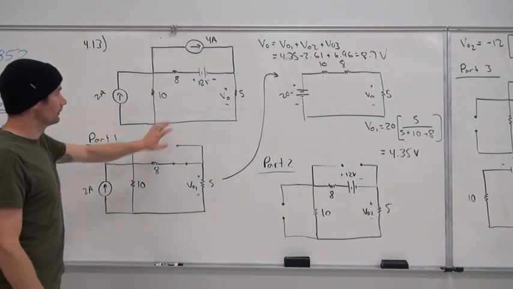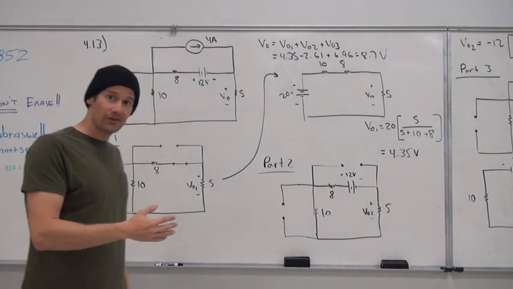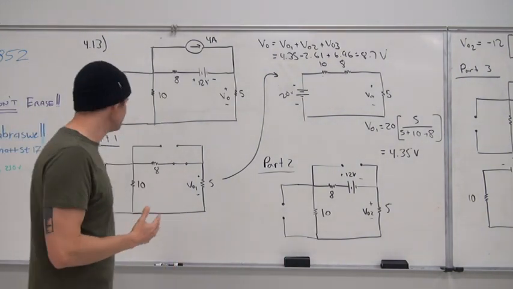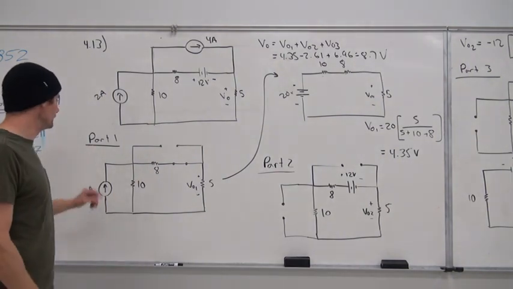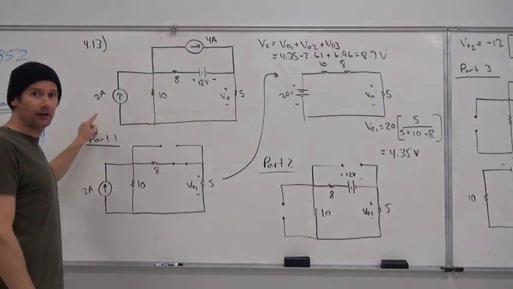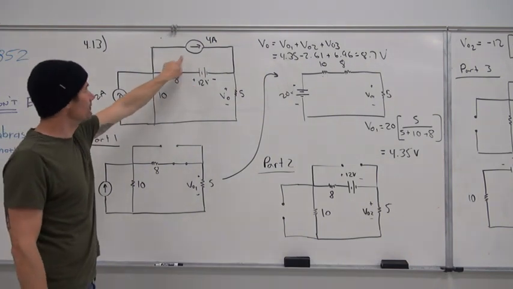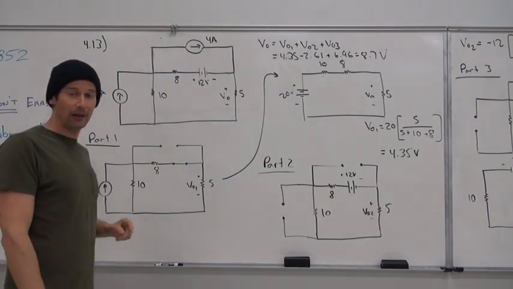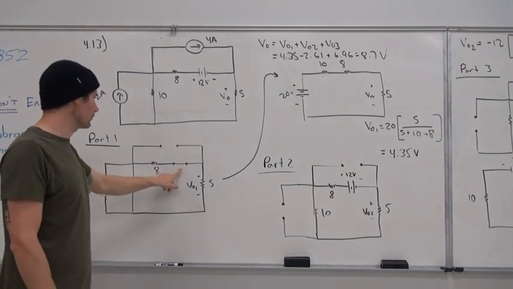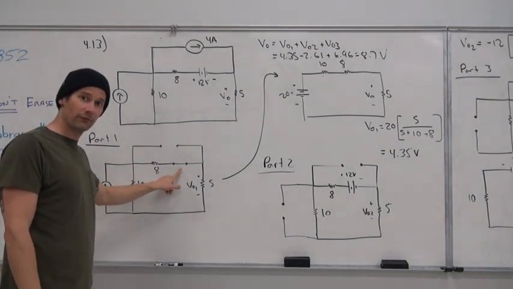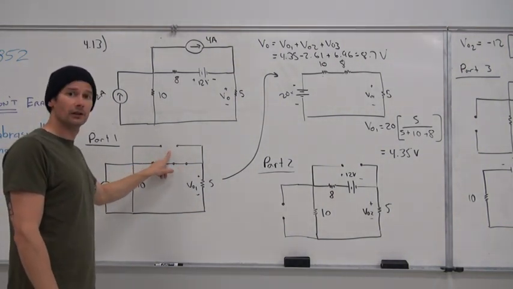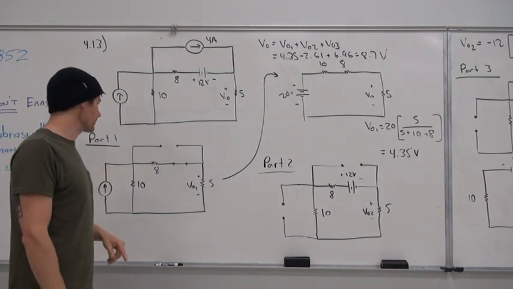Once again, 3 sources, so we're going to have 3 parts to this problem. Let's take a look at part 1. For part 1, I wanted to leave on the 2 amp source, but turn off the 12 volt source as well as the 4 amp source. By doing that, we cause a short to be placed for the voltage source and an open circuit for the 4 amp source.